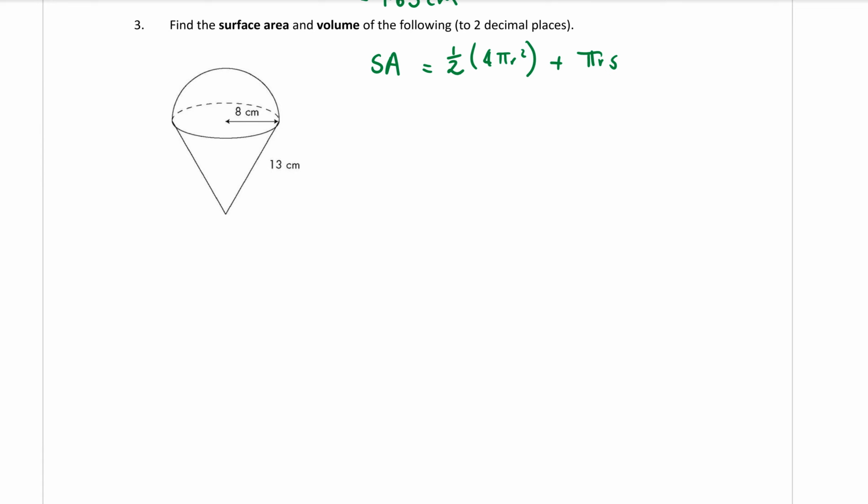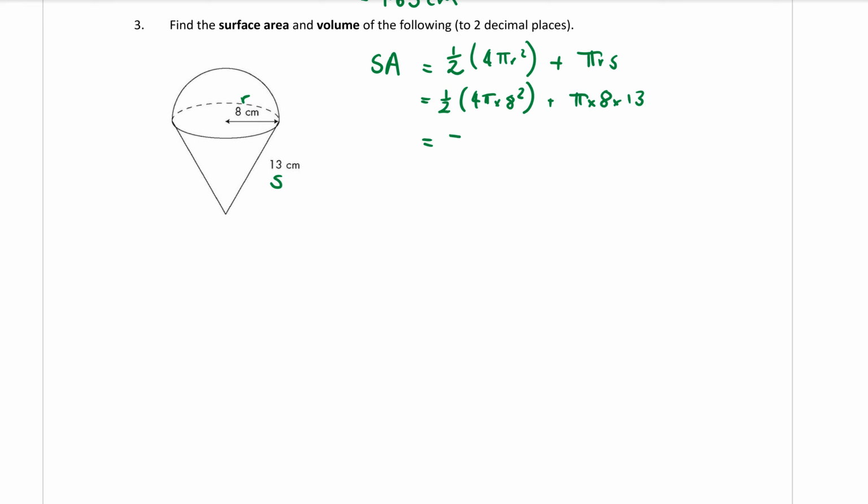We know that the radius is here. It's the 8. And it's the same radius for the hemisphere as it is for the cone, isn't it? The slant height is the 13. Make sure it is the sloping height, S for sloping. So we can just sub those straight in. Half times 4 pi times the radius, 8 squared. Then the second one, pi r is 8 again, and the slant height is 13. It's long, but just type it in your calculator from that point.